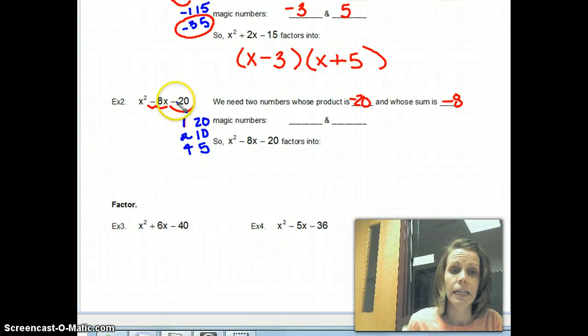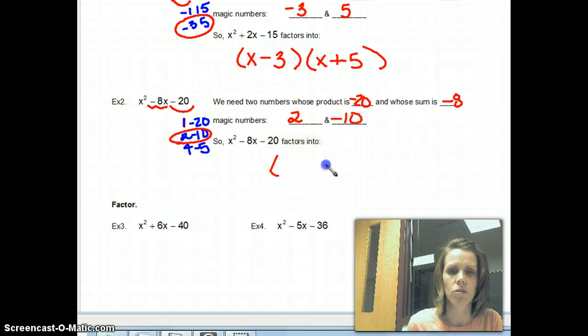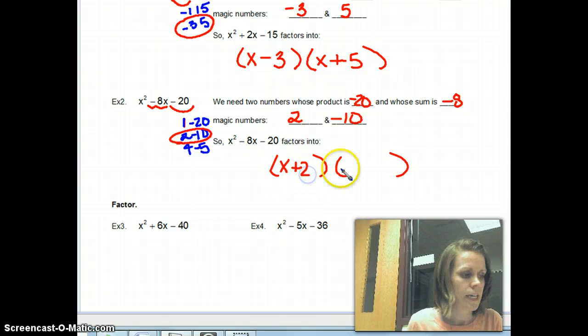So now I need one of the factors to be negative because my product is negative. And the bigger number is going to have the same sign as the sum. So that means all of my bigger numbers need to be negative. So now we're going to look and see which one of these will add to give me negative 8. And that would be this middle one. 2 plus negative 10 will give you a negative 8. So I'm going to factor it out, two binomials here. So x plus 2 and x minus 10.